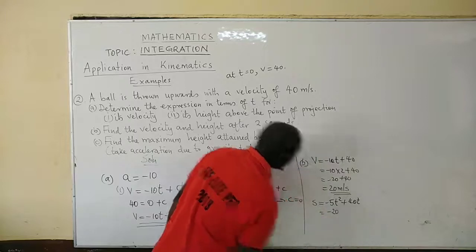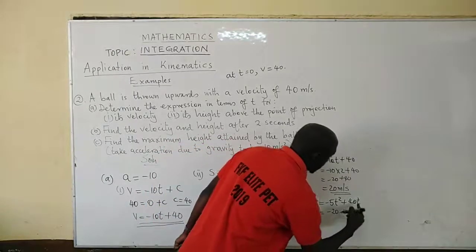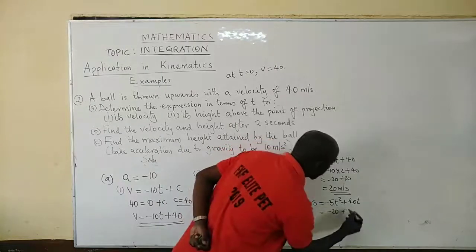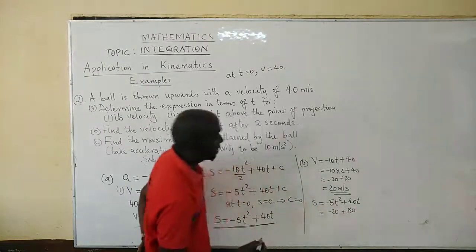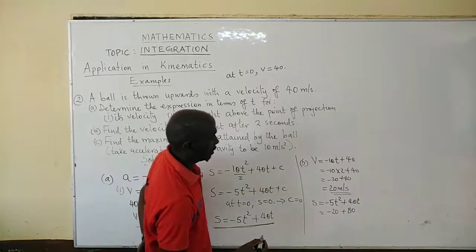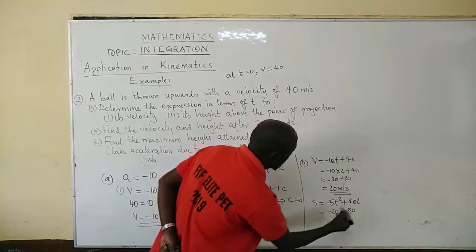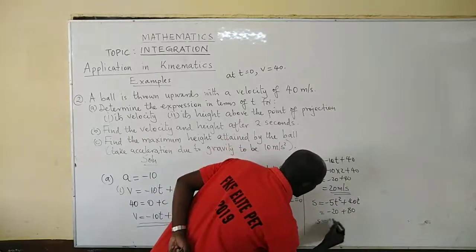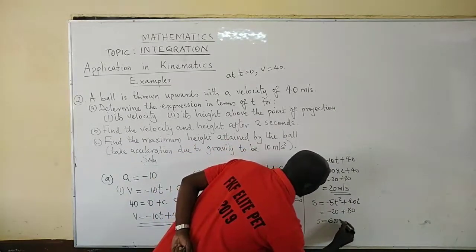20 plus 40 times t, that is 40 times 2, 80. So we have negative 20 plus 80, which is the same as 80 minus 20, 60. So s is equal to 60. So the answer is 60 meters.